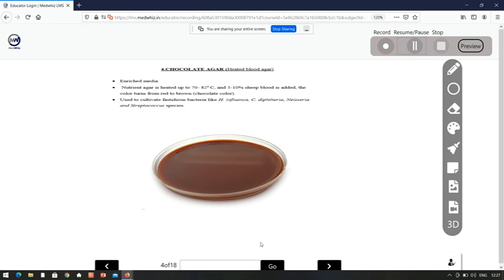So this chocolate agar is used to cultivate fastidious bacteria like Haemophilus influenzae, Corynebacterium diphtheriae, Neisseria, and Streptococcus species.